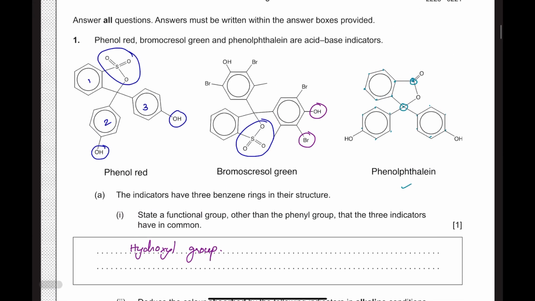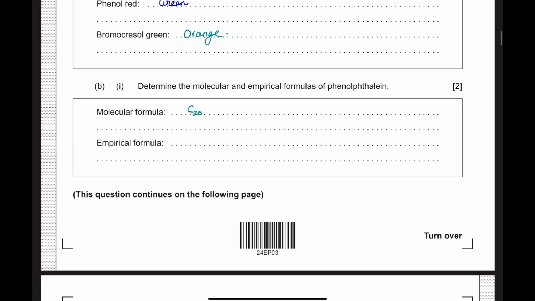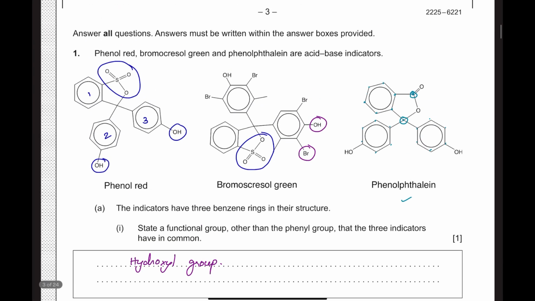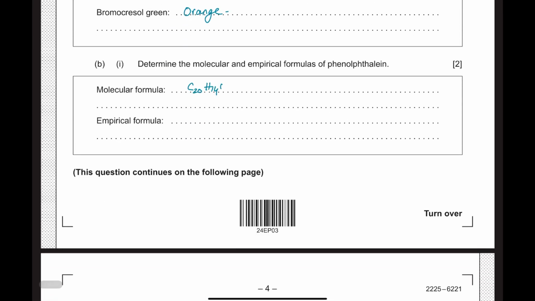Next, I'll count the number of hydrogen atoms. You have one, two, three, four. Four hydrogen atoms here. Five, six, seven, eight, then nine, 10, 11, 12, 13, 14. After that, I don't think there is any other hydrogen atom, so all of the bonds are filled up. So there are 14 hydrogen atoms in phenolphthalein, right? And if you look for oxygen, you have a total of four oxygen atoms. One, two, three, four. So C20H14O4, that's your molecular formula. So the empirical formula will be C10H7O2.